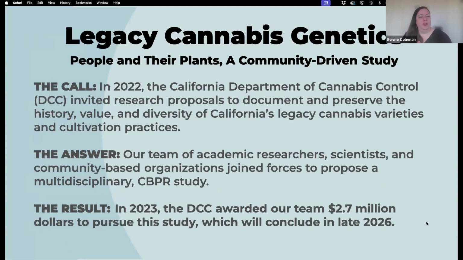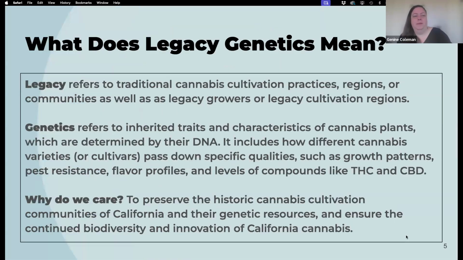So about the research project itself, in 2021, the California Department of Cannabis Control invited research proposals to document and preserve the history, value, and diversity of California's legacy cannabis varieties and cultivation practices. Our team came together, inclusive of academic researchers, scientists, and community-based organizations, to propose this multidisciplinary community-based participatory research study. In 2023, the Department of Cannabis Control awarded our team a $2.7 million grant to pursue this study, which will conclude in late 2026.